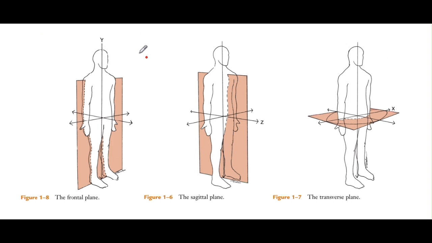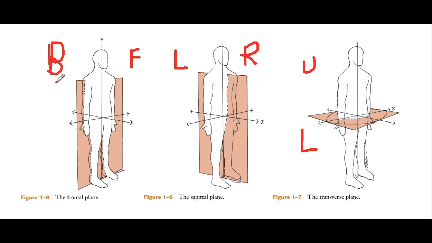If we talk about the frontal plane, it divides our body into front and the back. If we talk about the sagittal plane, it divides our body into left and right. And if we talk about the transverse plane, it divides our body into upper half and the lower half. Okay, and the plane is positioned according to the joint.